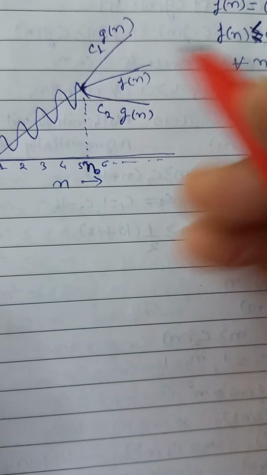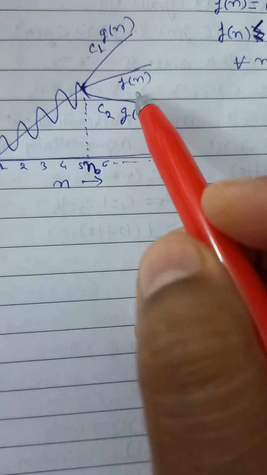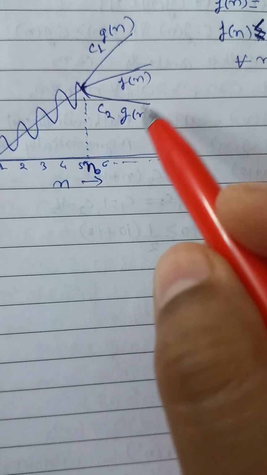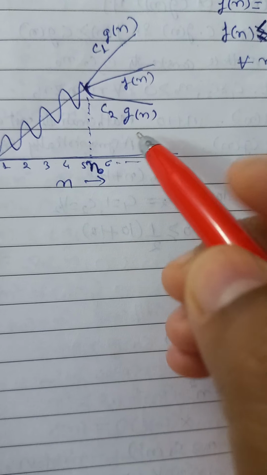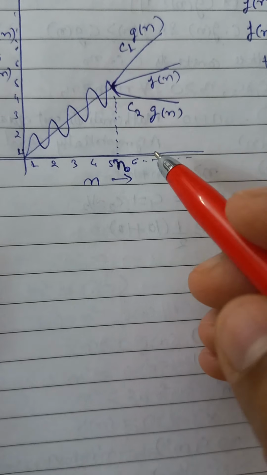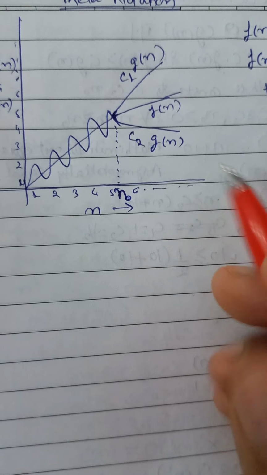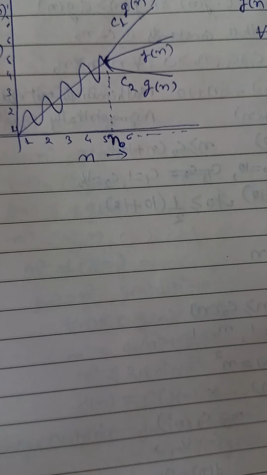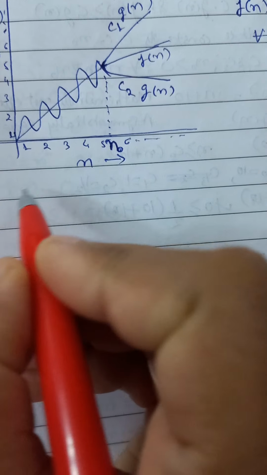So after reaching a particular point which is called n naught, Fn will always be less than C1 Gn and always greater than C2 Gn. So this is the way we can represent the theta notation. Now move to the next. What next?